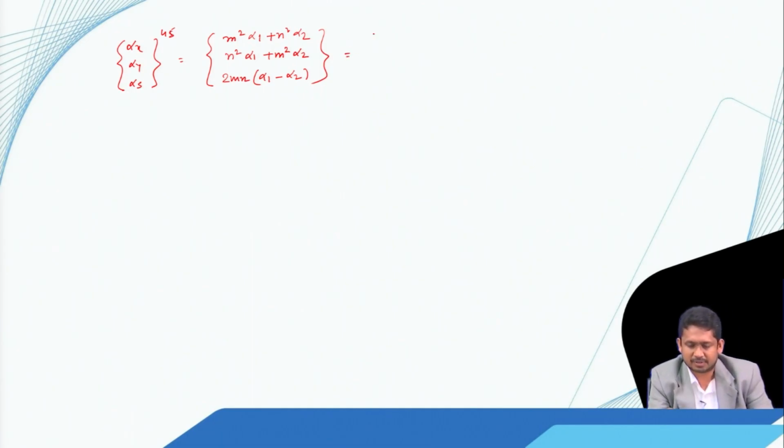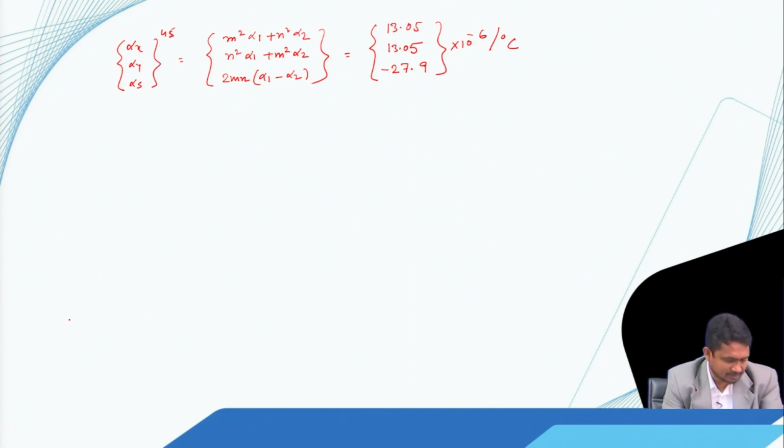So, a degree that we know the relationship is m square alpha 1 plus n square alpha 2, n square alpha 1 plus m square alpha 2, and here we would have 2mn into alpha 1 minus alpha 2, and then the values that we get are 13.05 and minus 227.9 into 10 to the power minus 6 per degree centigrade.